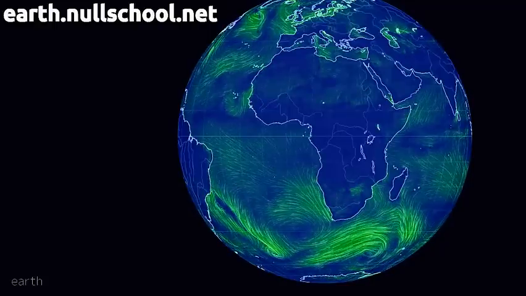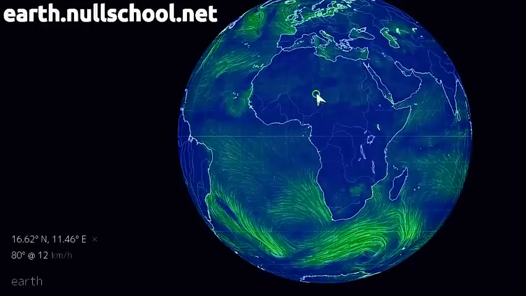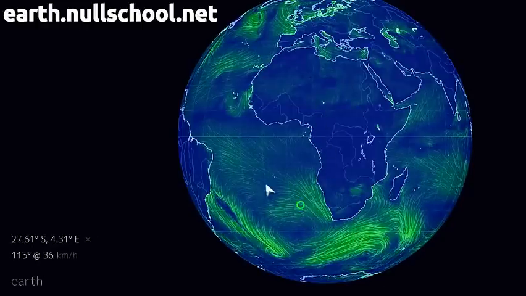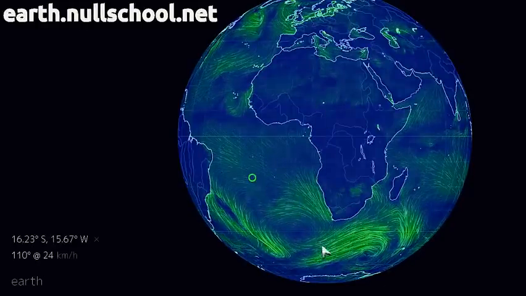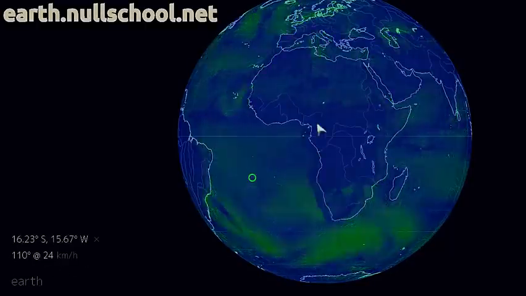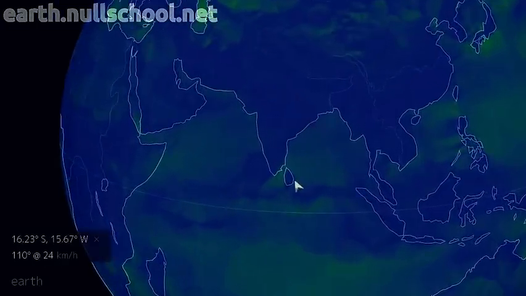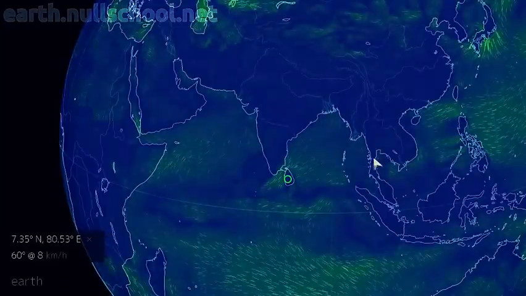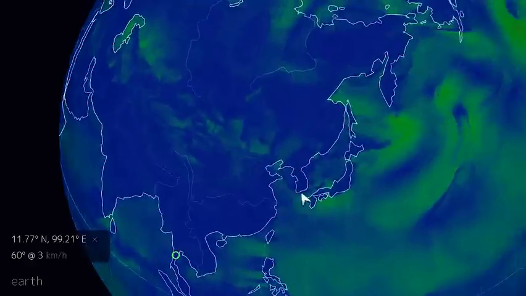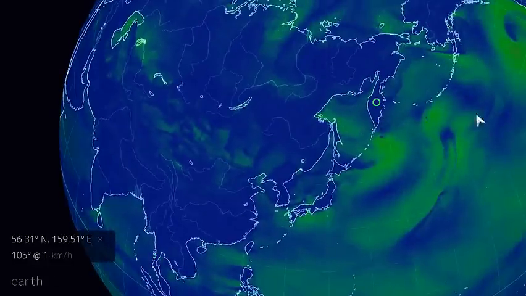So when you first fire it up, you get this really nice view of Africa here, and you get some nice wind patterns. You can click around, spin around, and explore. You've got Sri Lanka here, you have Thailand. A lot of things you can do. You can get a sense for what's going on.